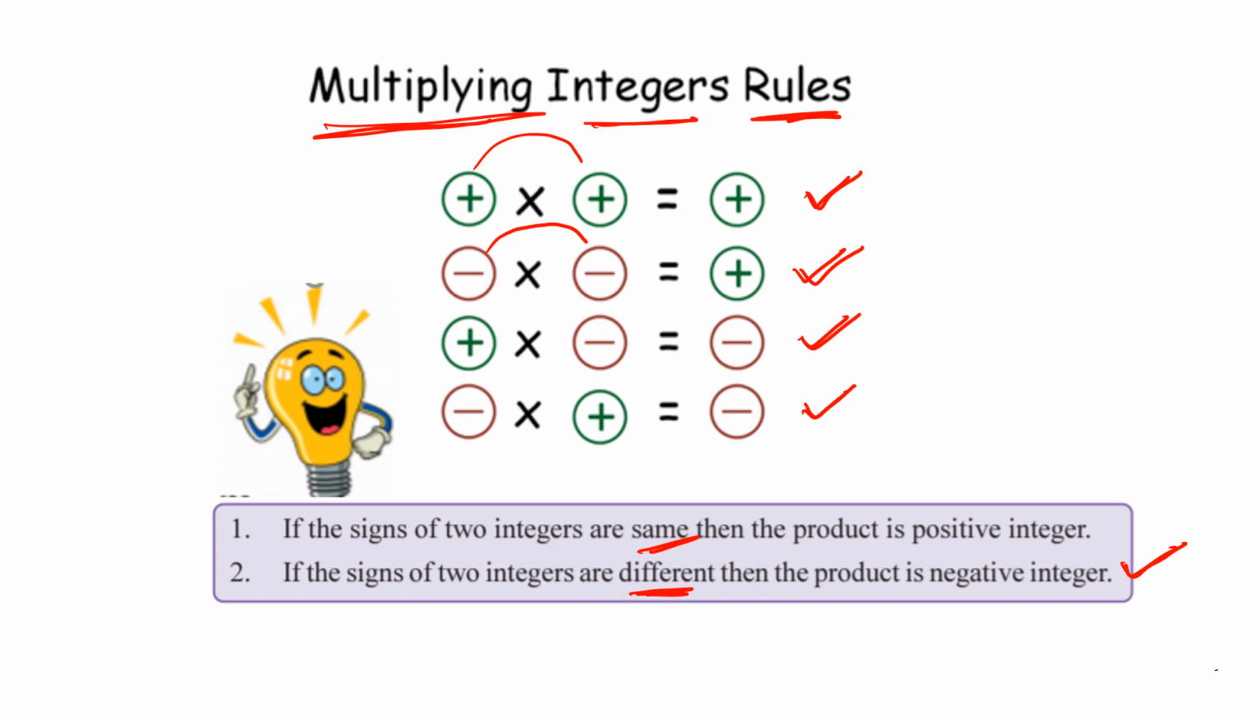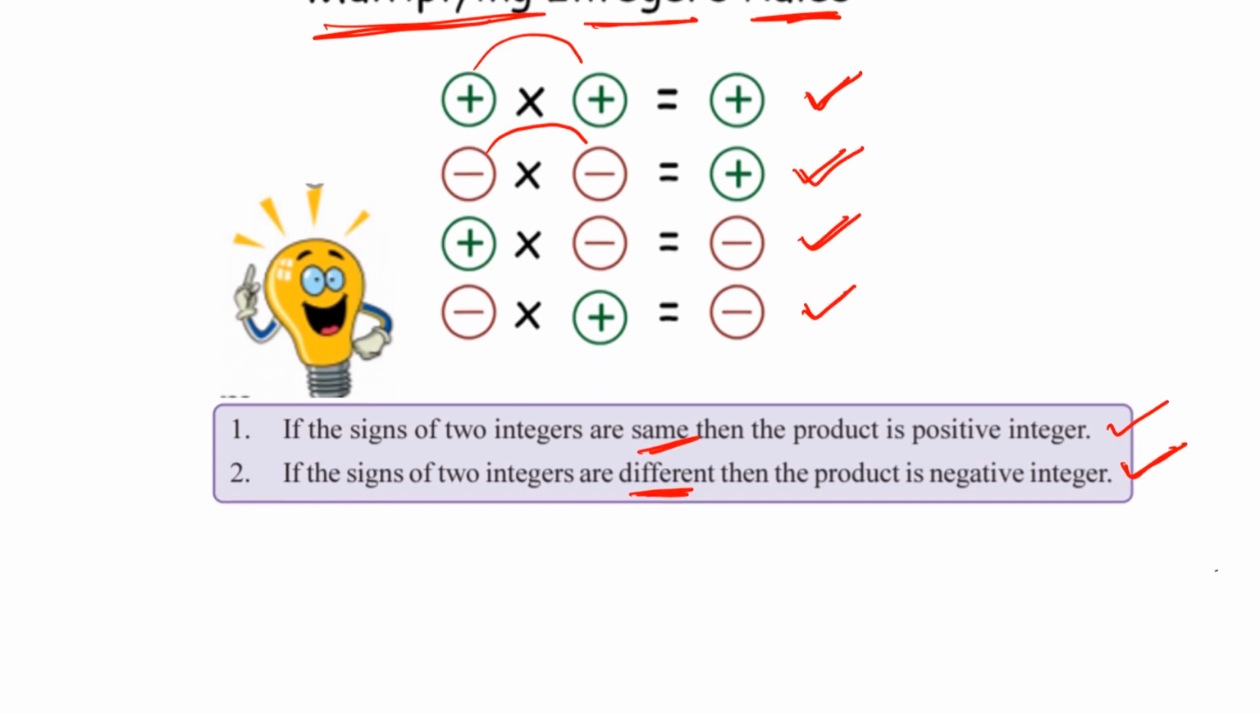Be careful when we are doing this multiplication of integers. This is very important. When we multiply integers, first we should multiply the symbols and after that we multiply the numbers. If the signs of two integers are the same, the product is a positive integer. If the signs are different, the product is a negative integer. Children, remember this always.